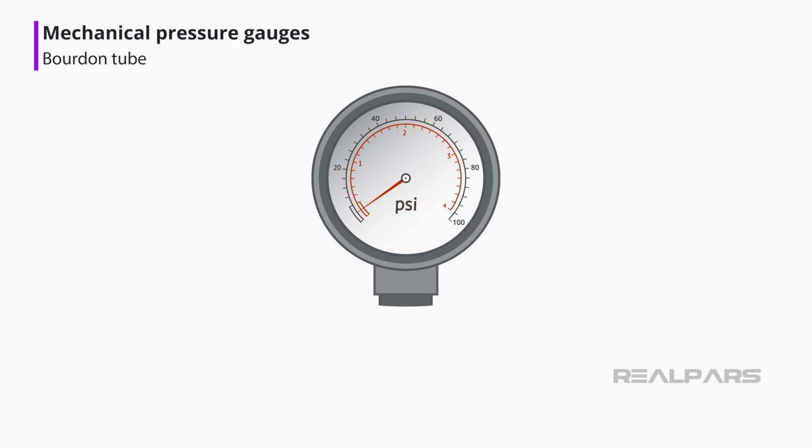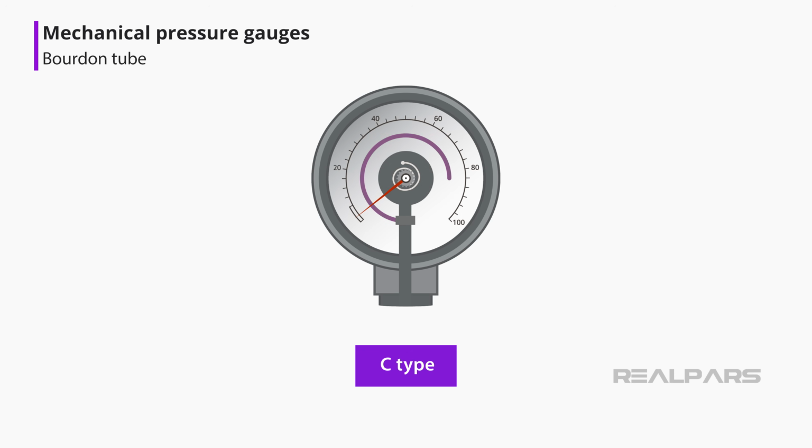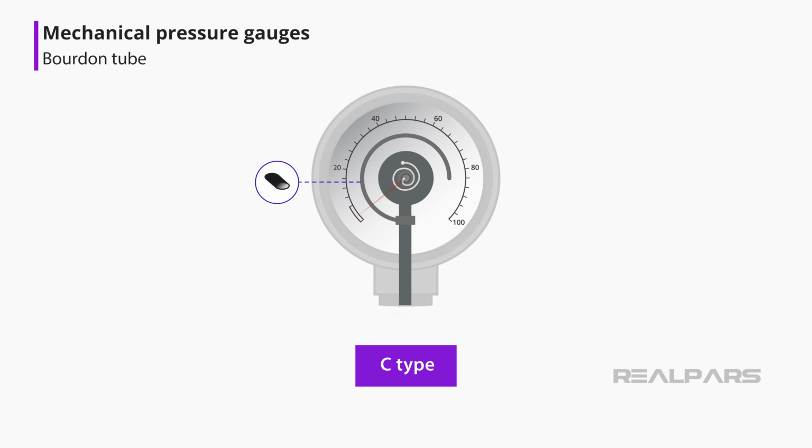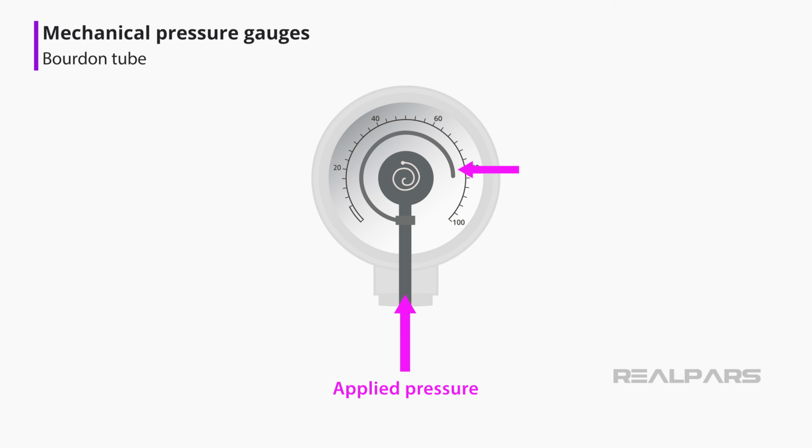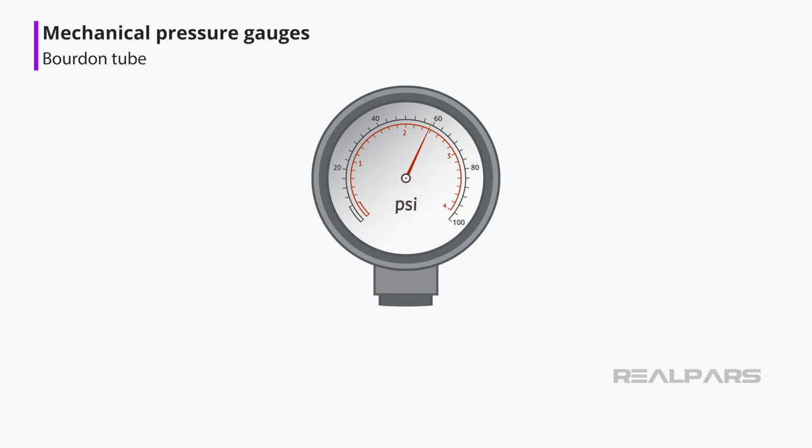The most common type of Bourdon tube gauge is the C type, in which the tube is shaped to resemble the letter C. Notice the cross-sectional shape of the tube. The tube is opened at one end and sealed at the other. A change in pressure causes a deflection in the tube that is proportional to the applied pressure. The actual movement of the tube is converted into a pressure indication on a calibrated faceplate. The maximum movement of the pointer is usually 270 degrees.